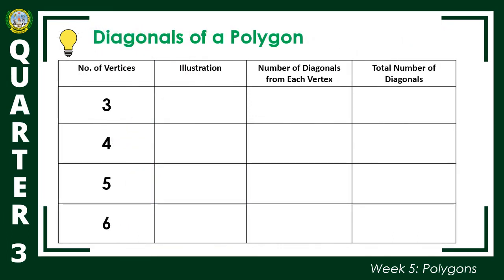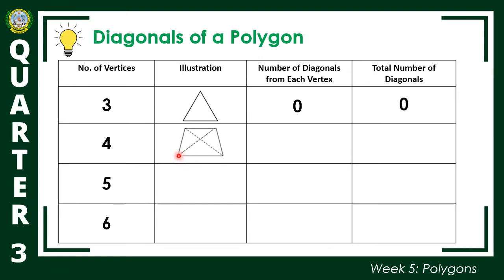So let us discover more about the diagonals of a polygon. When a polygon has 3 vertices, so usually it is a triangle like this, the number of diagonals from each vertex is 0. Okay? Since, as you can see, wala naman pong non-consecutive vertices yung bawat vertex po natin. Okay? Since tatatlo lang naman po sila. Okay? Wala po tayong maidodrawing na diagonal from each vertex. And since wala nga po tayong kayang i-drawing na diagonal, of course, the total number of diagonals will also be 0.